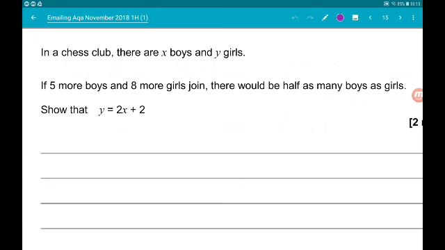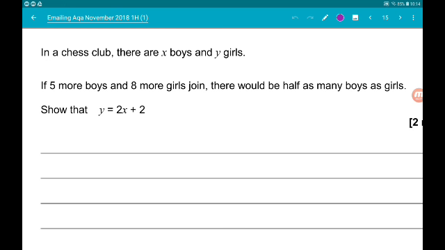Okay, 19, another one that people don't seem to like. In a chess club, there are X boys and Y girls. If 5 more boys and 8 more girls join, there would be half as many boys as girls. We want to show that Y is 2x add 2.